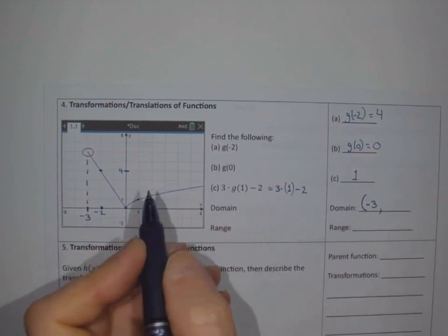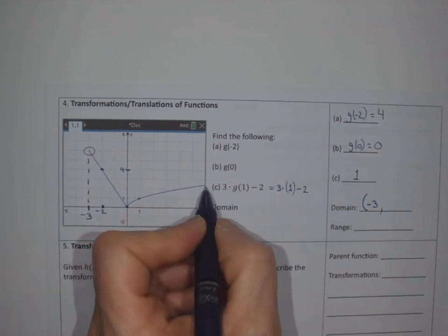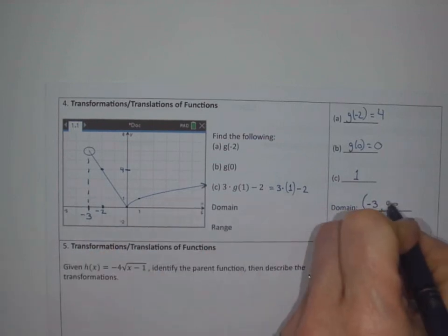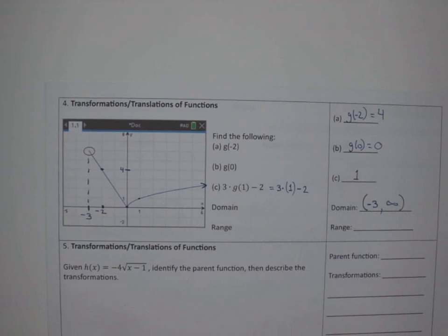And then on that side, when you have a calculator picture and you don't see anything at the end here, that just means the arrow keeps going. So we're going to go to positive infinity. So that's for the domain.